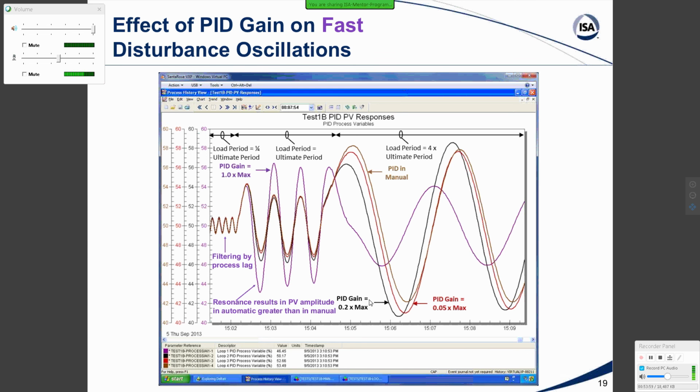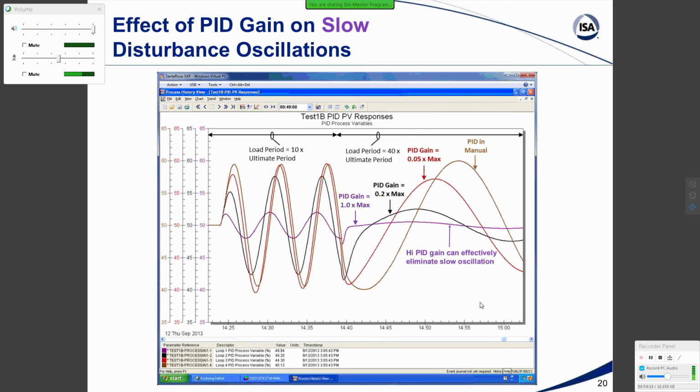Now, if we reduce the PID gain and we get into slower oscillations, we see that with the higher PID gain, we have less of an amplitude. And now we have more of an amplitude as we're reducing the PID gain, for these slower oscillations where we don't have resonance. And now we're looking at even slower oscillations with a load period 10 times the ultimate period. This is a much larger time scale on this trend. We can see how much better the higher gain does.